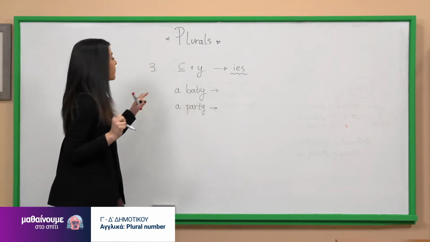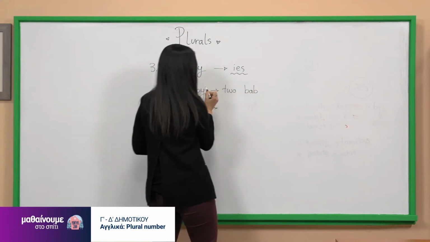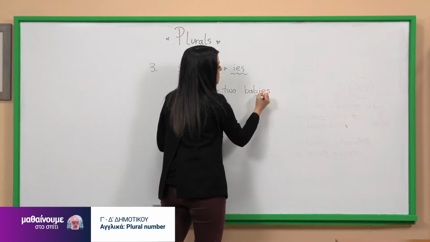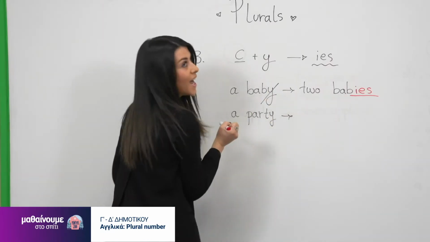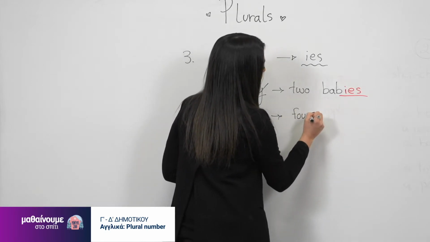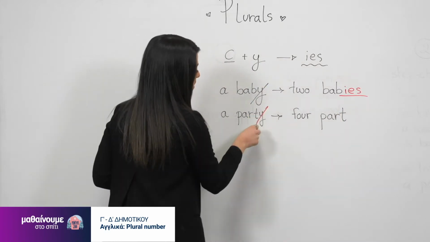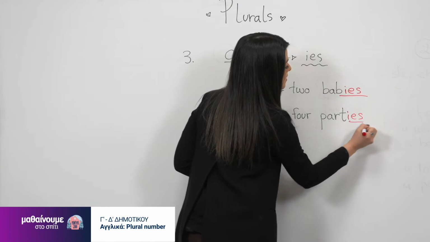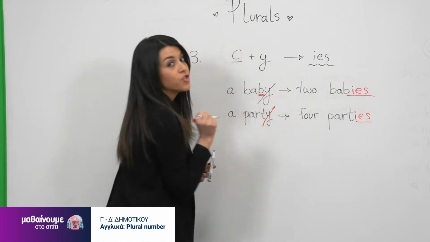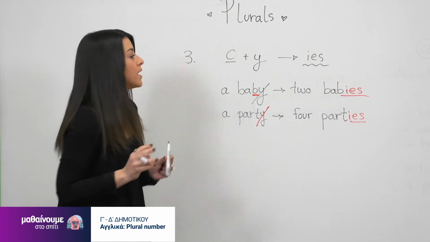So, what do we do? A baby, 2 babies. We take out the Y and we put IES, babies. Okay, so we erase the Y. Now, a party. 4 parties. Again, we erase the Y and we put IES, parties. But remember, before the end, this has to be a consonant. It has to be a consonant before the Y. If it's not, we don't do this.